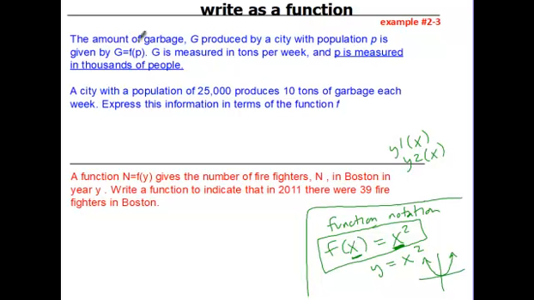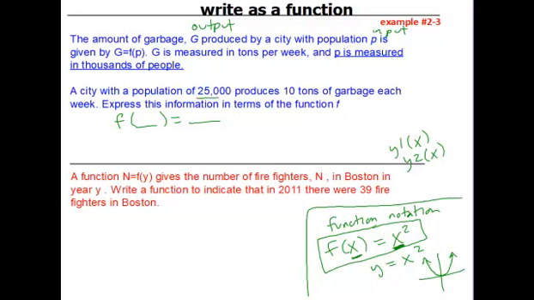So if you look at a question that looks like this: the amount of garbage G produced in a city, that's your output, with population P, that's your input, is given by G equals F of P. G is measured in tons per week, P is measured in thousands of people. Then they ask you to represent this statement using function notation, the function F. So we know that F of P is equal to G. If you identify this in its function notation, F of P, what is the population that's included in this?